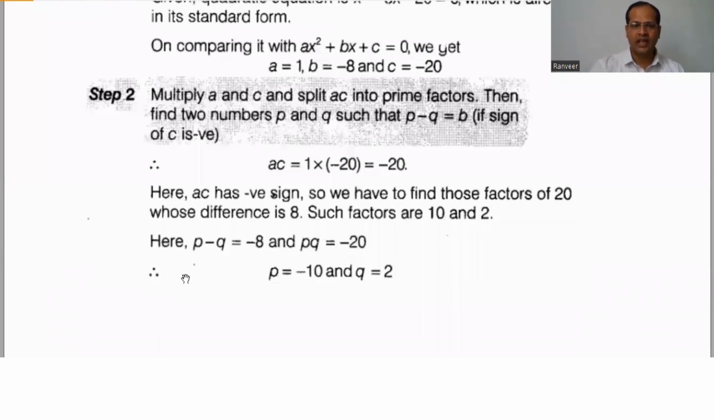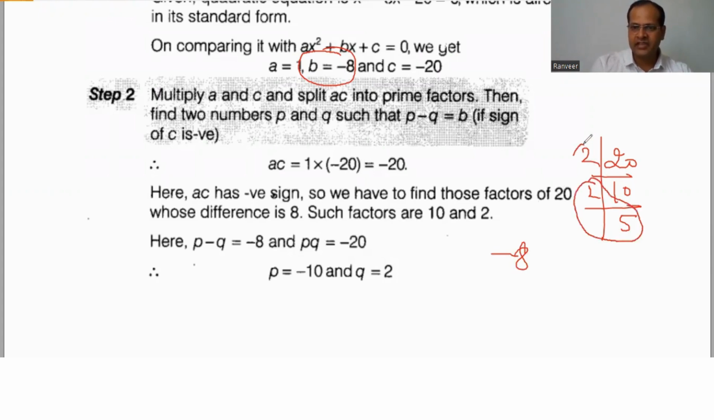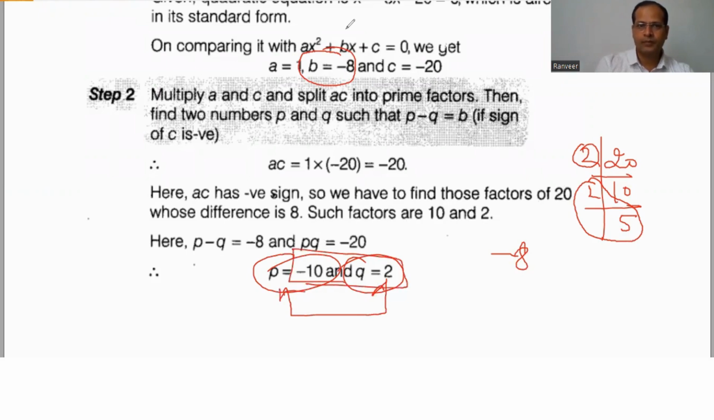Now once we get minus 20, we have to find, for the middle term minus 8, the possibilities. First of all do the factorization: 2, 10, 2, 5. Correct? Now in this we have to find minus 8. What is the possible combination? This is 10 and this is 2. So definitely 10 should be negative and q should be positive. Correct? So we will get these two values.